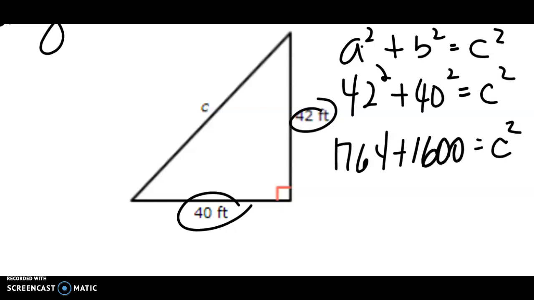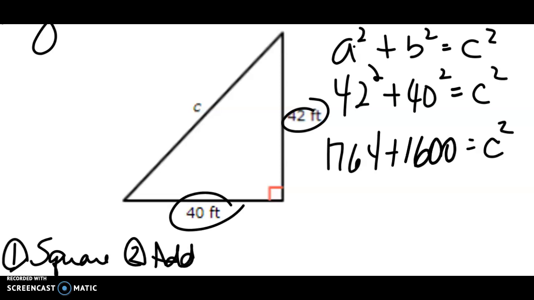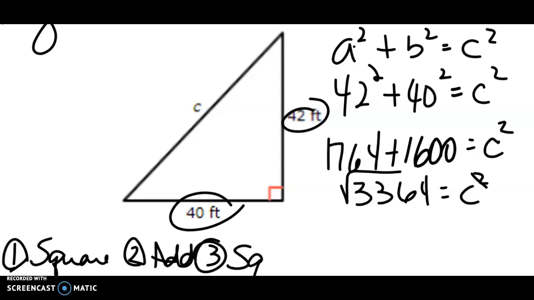So what did we do? We squared. Then we added. And then to get c by itself, what do we do? We square root. Those are the three things that you do every single time whenever you are looking for the hypotenuse. So it's 58.